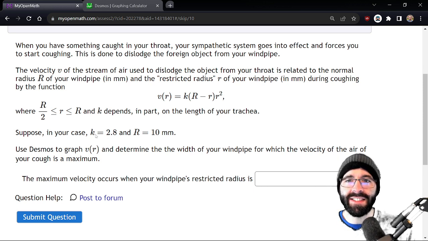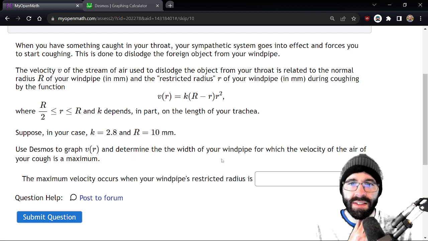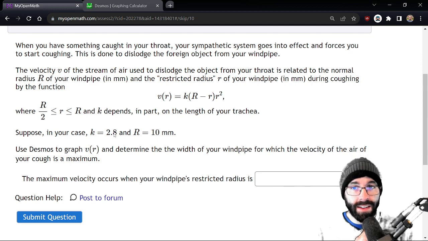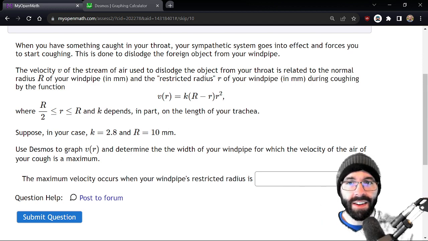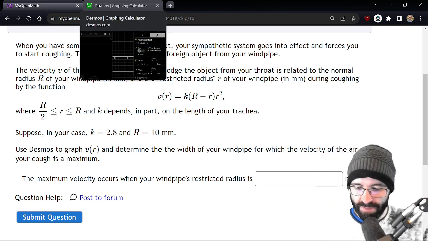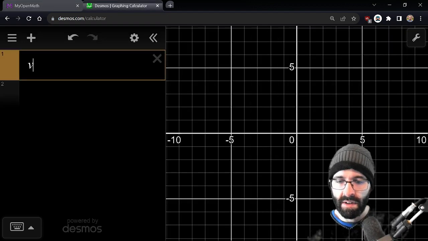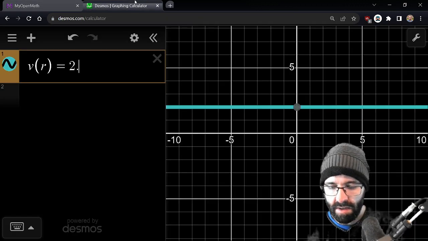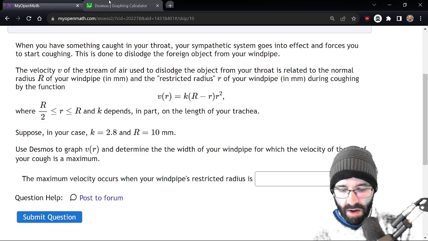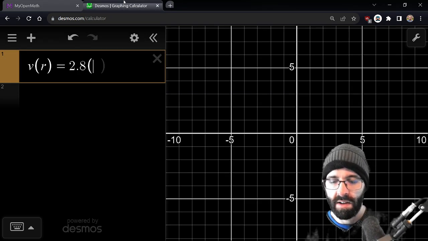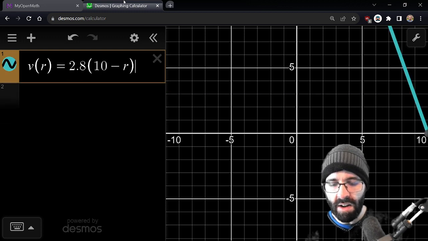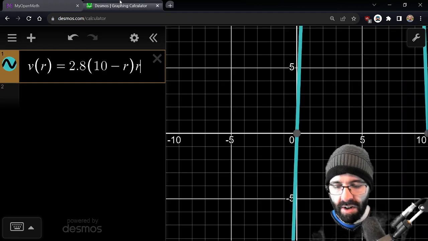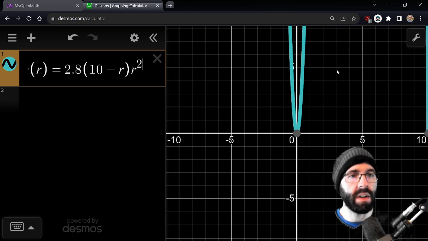So in our specific case, our K value is 2.8. And our normal windpipe radius is 10 millimeters. So graph this function. It's got a lot of letters, but the problem told us what our letters are. So let's just do that right now. Let's graph this function. The velocity function, v of r, is equal to k, which is 2.8, times big R, which is 10, minus little r, which is our variable, times little r squared. That's all there is to it.